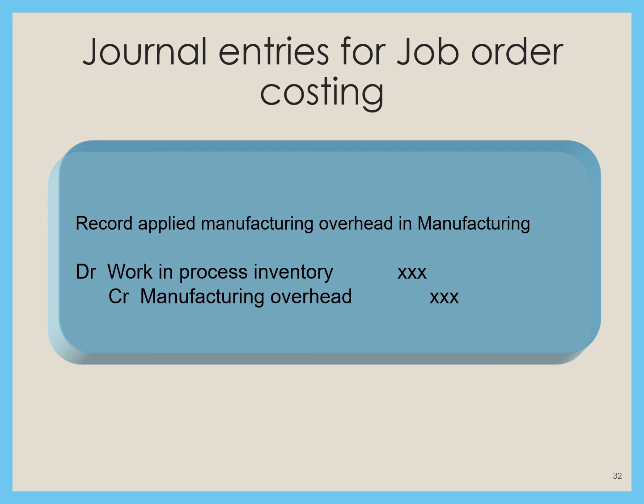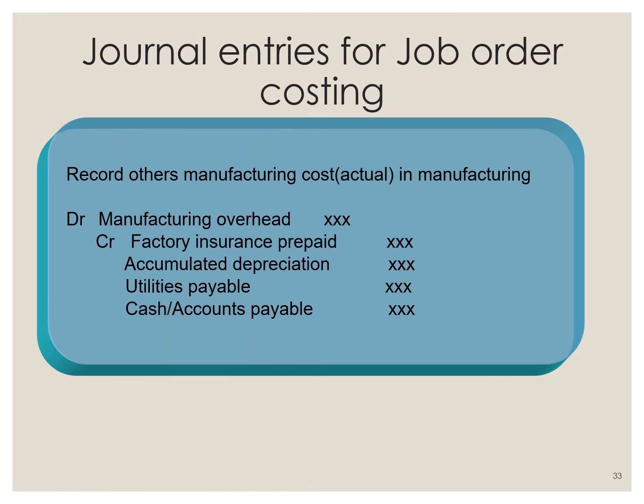Record applied manufacturing overhead in manufacturing: debit work in process inventory, credit manufacturing overhead. Record other manufacturing costs actual in manufacturing: debit manufacturing overhead, credit factory insurance prepaid, accumulated depreciation, utilities payable, cash, accounts payable.